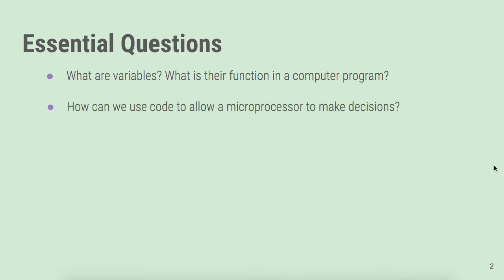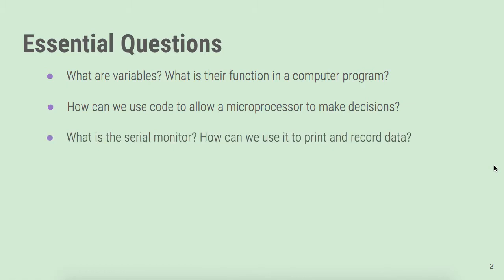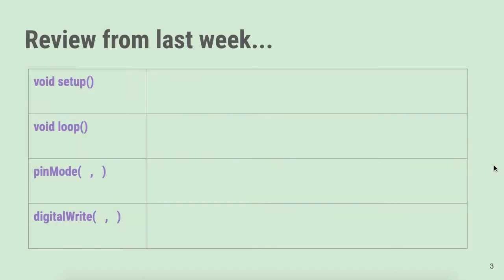How can we use code to allow a microprocessor to make decisions? Essentially, like we said last week, a microprocessor is really just almost like a brain. So, how do we code that brain to be able to make some decisions for us? And then, lastly, what is the serial monitor and how can we use it to print and record data?